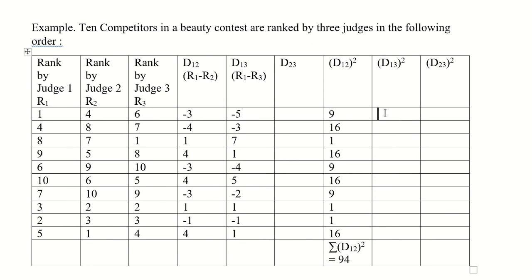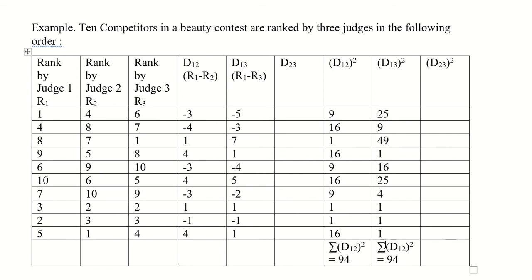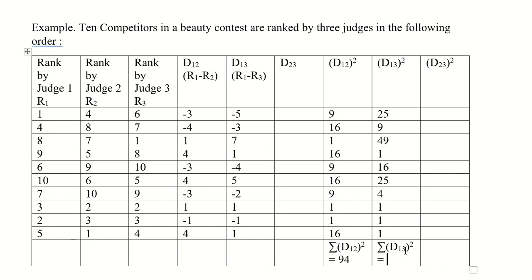Now I will do the squares simultaneously. So 5 5s are 25, 3 3s are 9, 7 7s are 49, 1, then 16, then 25, 2 2s are 4, 1, 1, 1. Now similarly I will calculate summation of D13 square. So its total is 132.